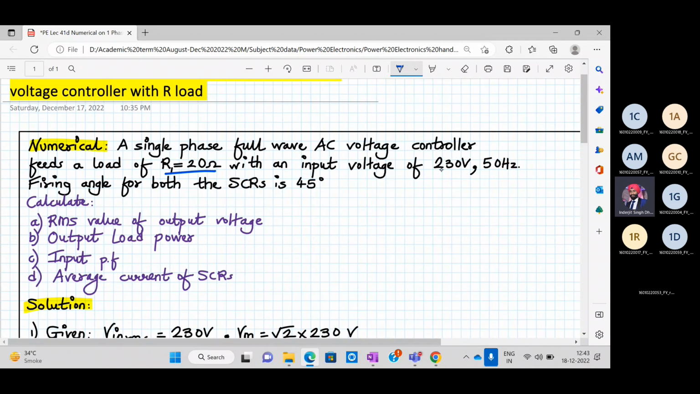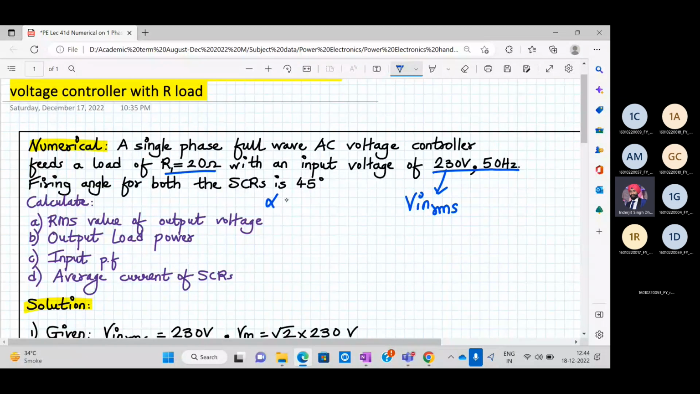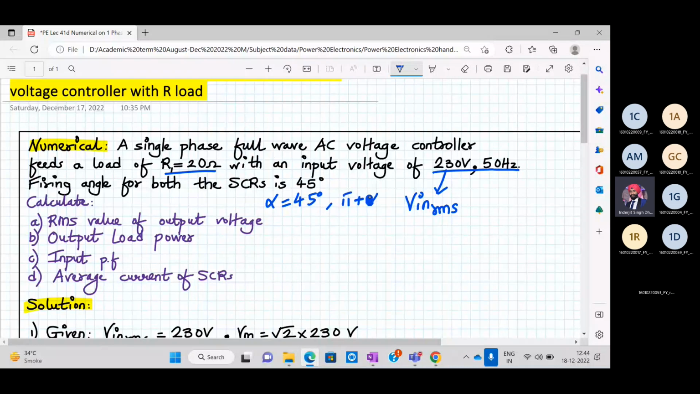Where R is 20 ohms, input supply is 230 V, 50 hertz. So is this a Vm or a V in RMS? Is it an RMS value or a peak value? 230 volts. Peak value. No, it's an RMS value. If it is not mentioned, by default it's an RMS value. And the firing angle of both the SCRs is 45 degrees. How is this possible? How is the firing angle 45 for both the SCRs? One SCR is conducting at alpha, the other SCR is conducting at pi plus alpha. So that will be 180 plus alpha.